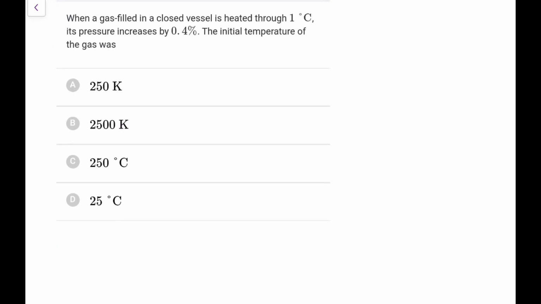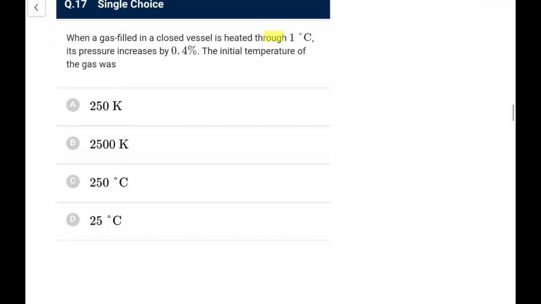Next, when a gas filled in a closed vessel is heated through 1 degree, the pressure increases by 0.4%. The initial temperature is... A similar question came yesterday I think in JEE or in NEET. Closed vessel means volume is constant, and moles are constant.